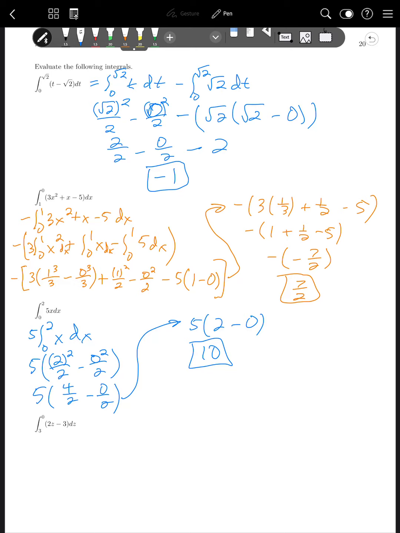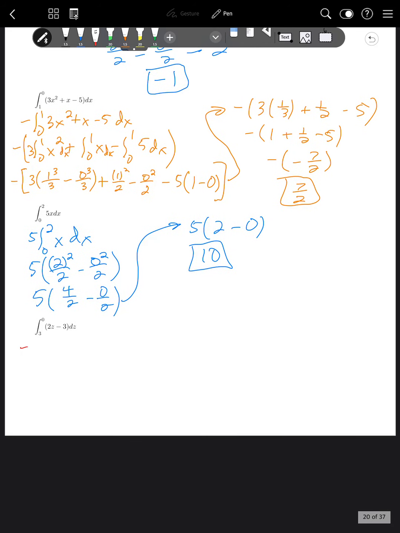And then for the second one, we need to do the same idea that we started out with for the second one here, which is we need to take the opposite of the whole thing to get the integral in the right order. Now I can break it into pieces. So this is the opposite of 2 times the integral from 0 to 3 of z dz minus the integral from 0 to 3 of 3 dz. And now we can do those rules.